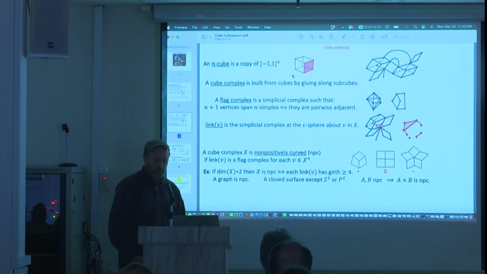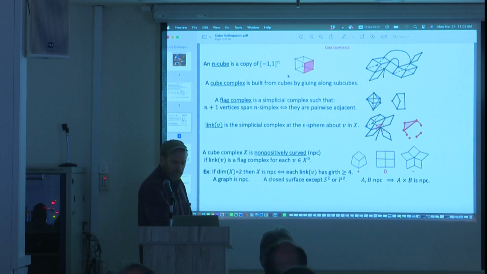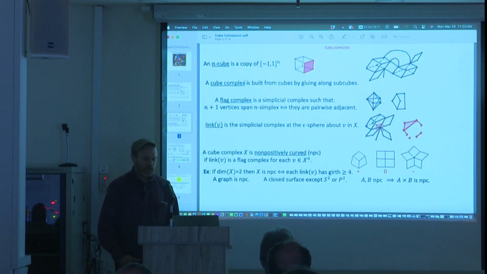So cubes, a cube is one of these, right? It's just a product of intervals, and cubes have subcubes, right? So you can see a 2 cube. We call those squares, and there's a 0 cube over there, highlighted in red. And a cube complex is built from cubes by gluing the cubes together along subcubes. It's kind of similar to a simplicial complex, right? But instead of building from simplices, we're building from cubes.